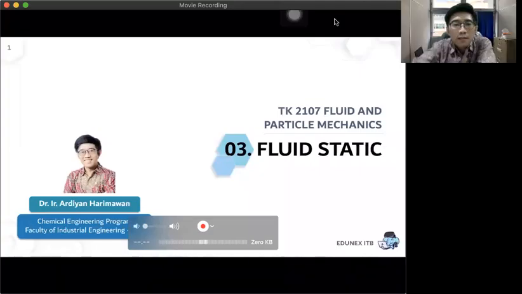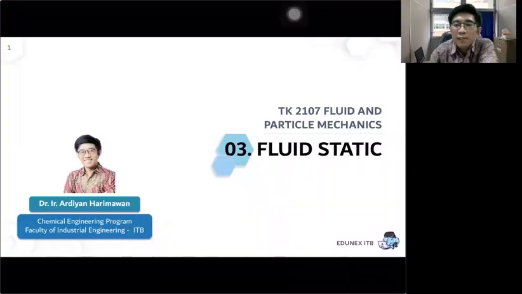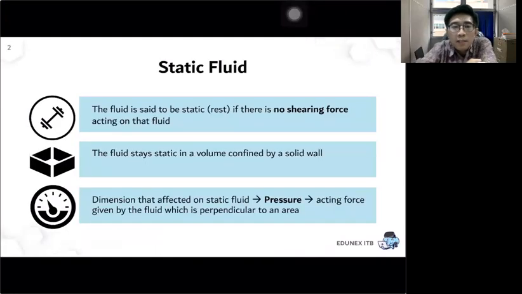Okay, good morning, everyone. Today, we will continue to the next chapter of fluid and particle mechanics. And today we will discuss fluid statics. Basically, the definition of a static fluid is when the fluid is in the state of not moving, right?